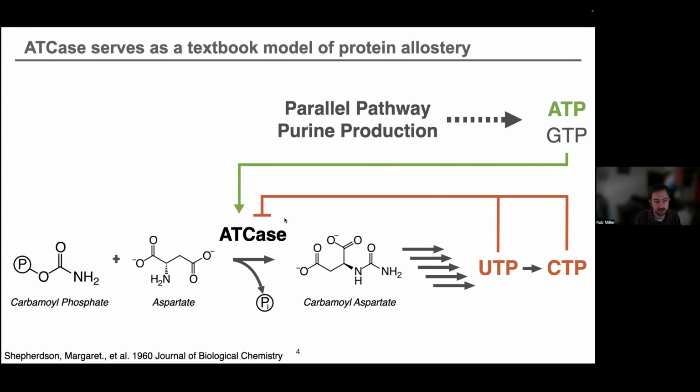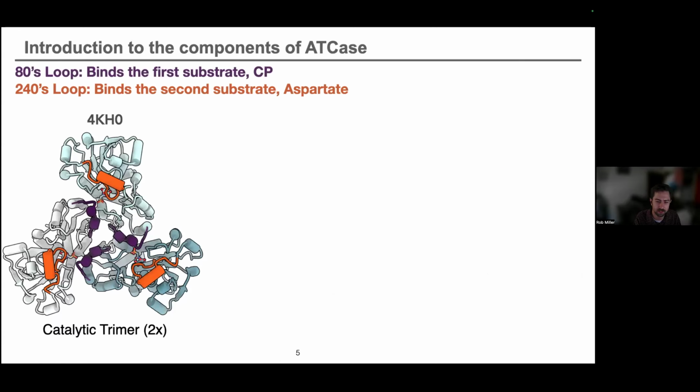But because ATCase has long served as a model of allostery, it's been studied extensively for over 70 years. And our structural perspective of ATCase has largely come from crystallography, which in combination with other biochemical techniques has revealed that bacterial ATCases are comprised of two functional subunits.